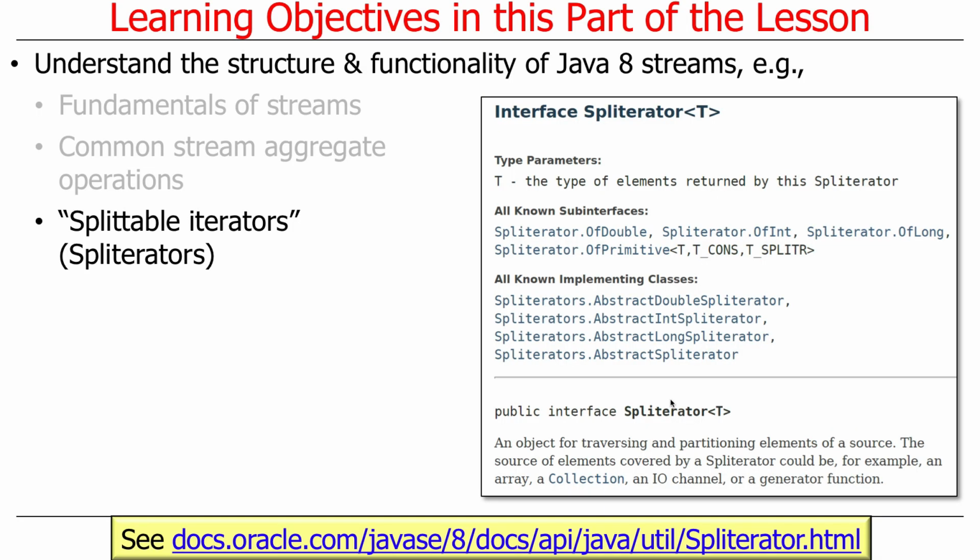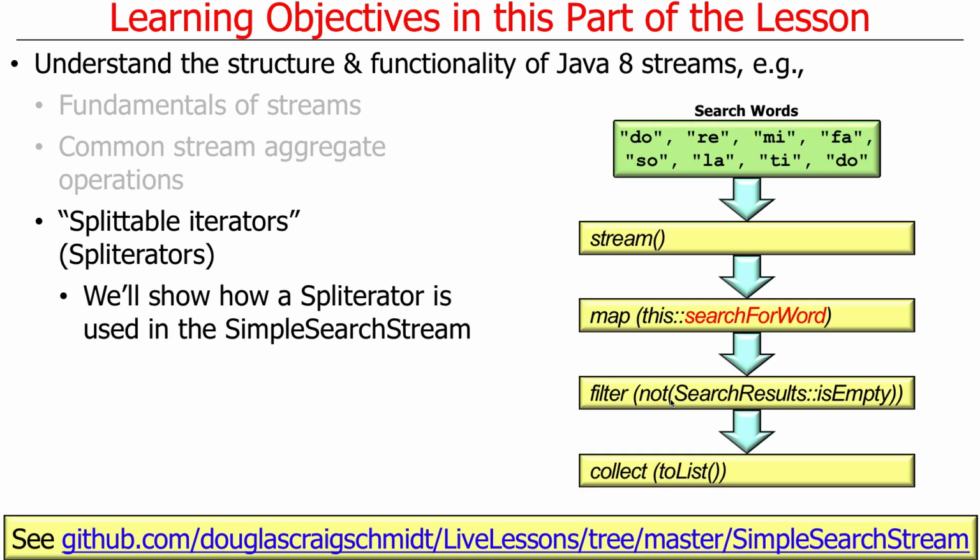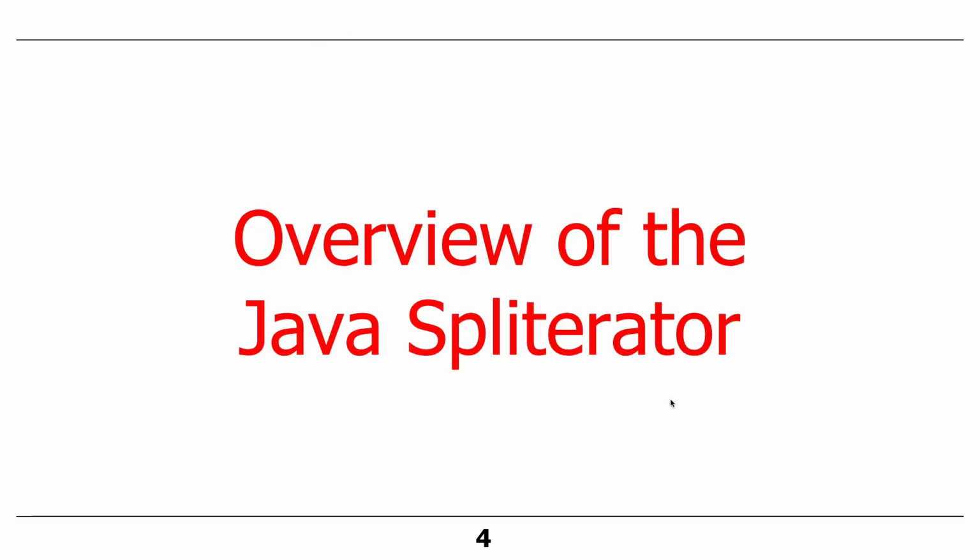Those of you who did the grad student version of assignment 1 have had a little bit of experience with this, but we'll do a more systematic discussion of what its purpose is and how it works, or how it could work. And I'll also show you how to use a splitterator for our simple search stream. So we'll see how to implement the search for word method, and we'll see how a splitterator can be used for that. It's a very simple example.